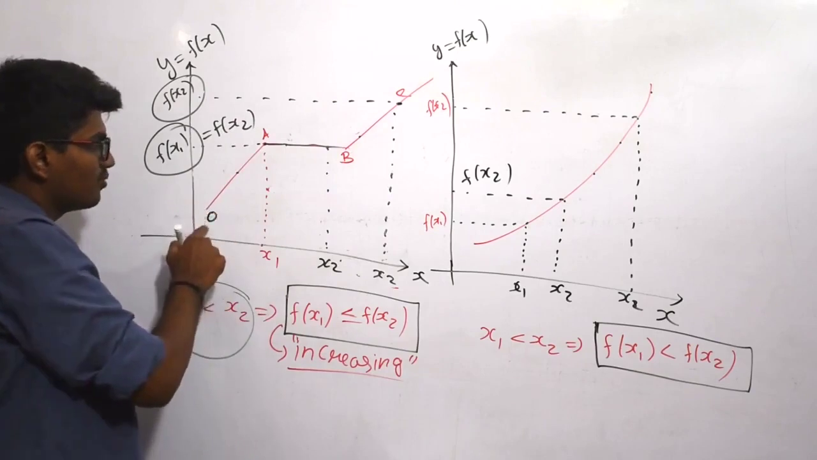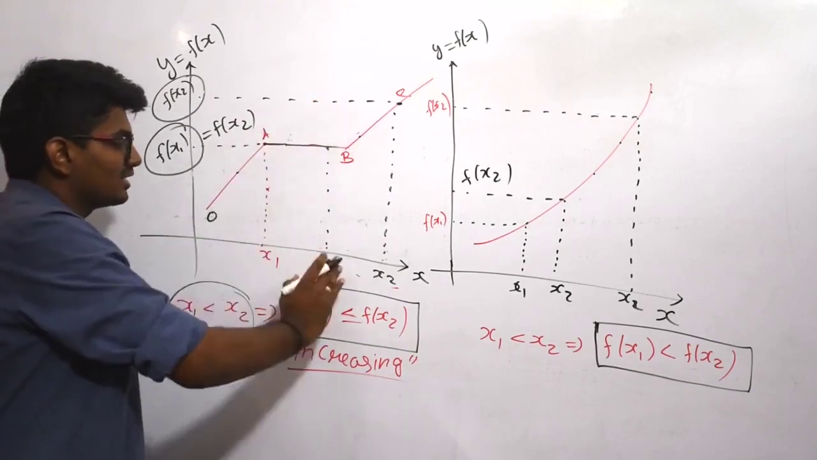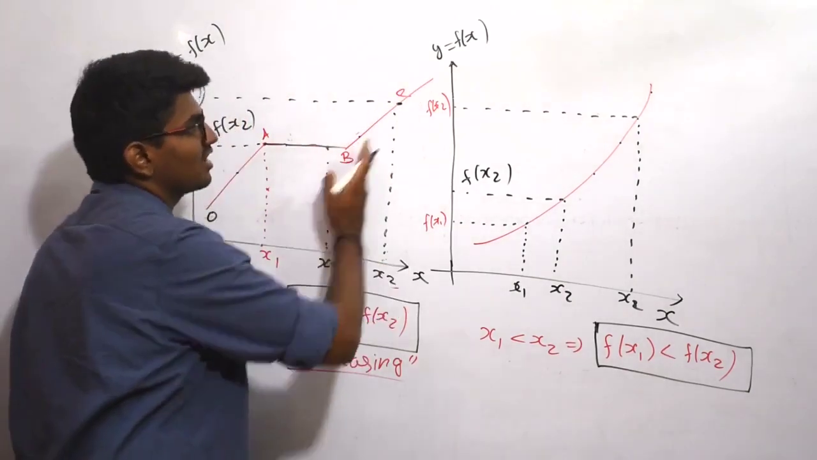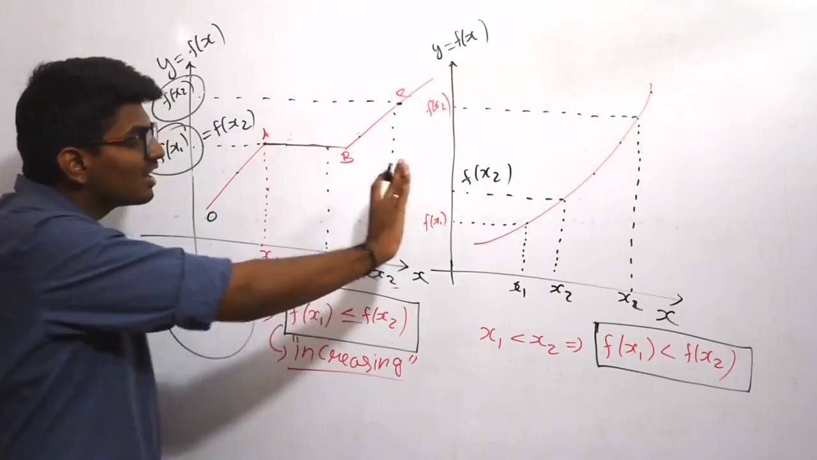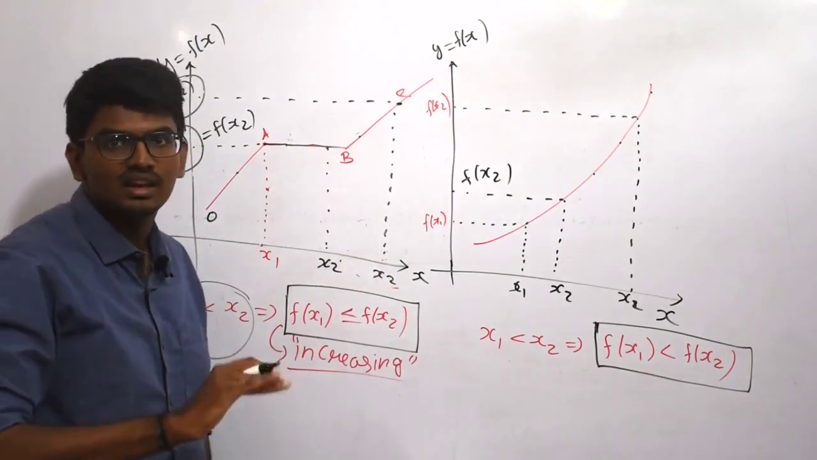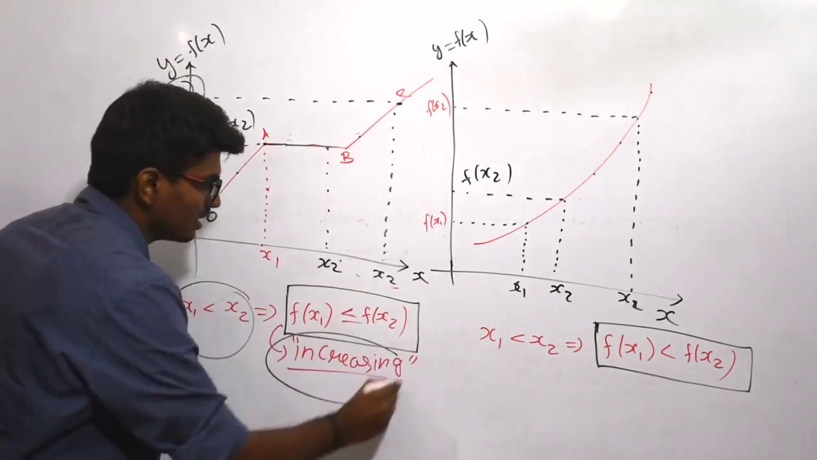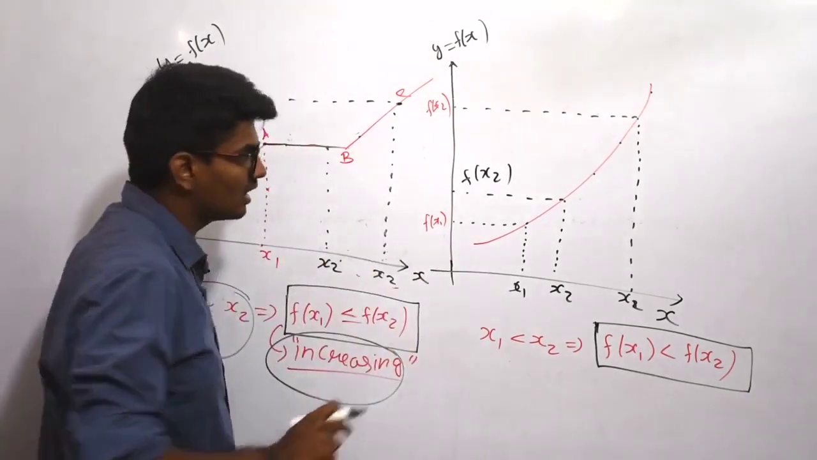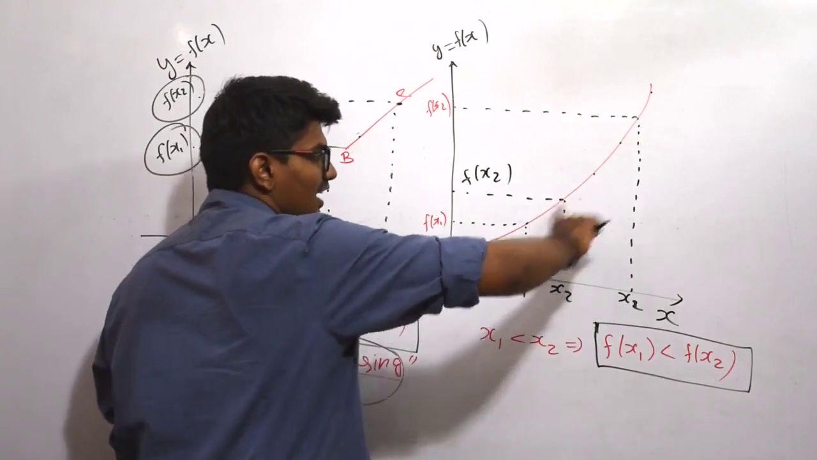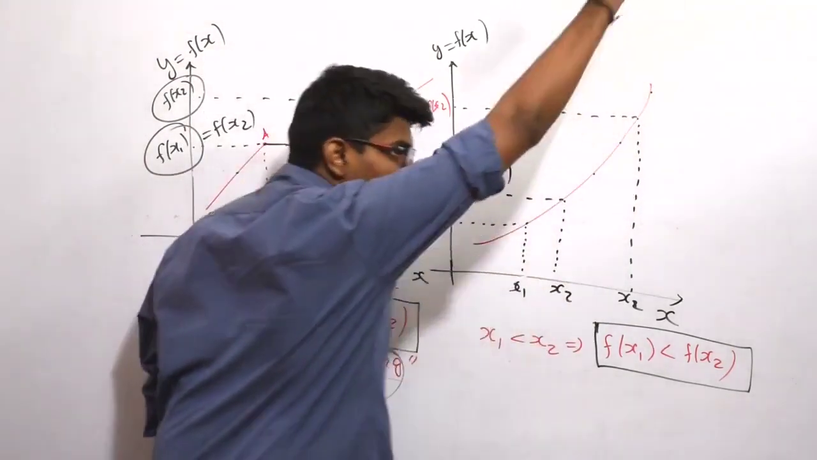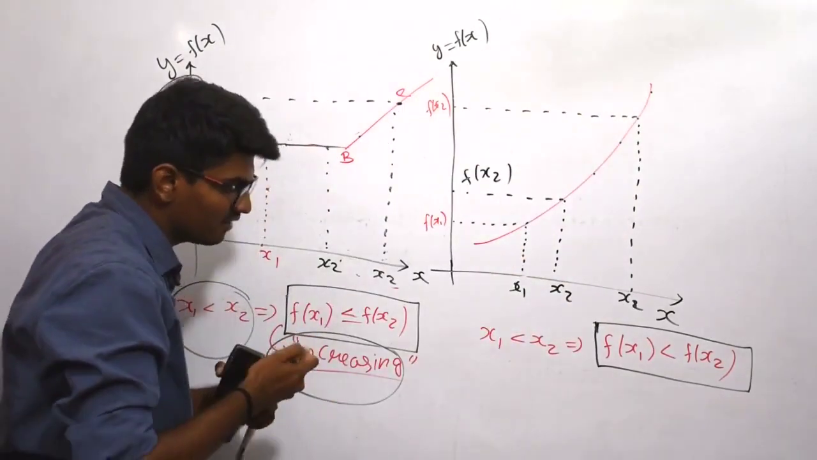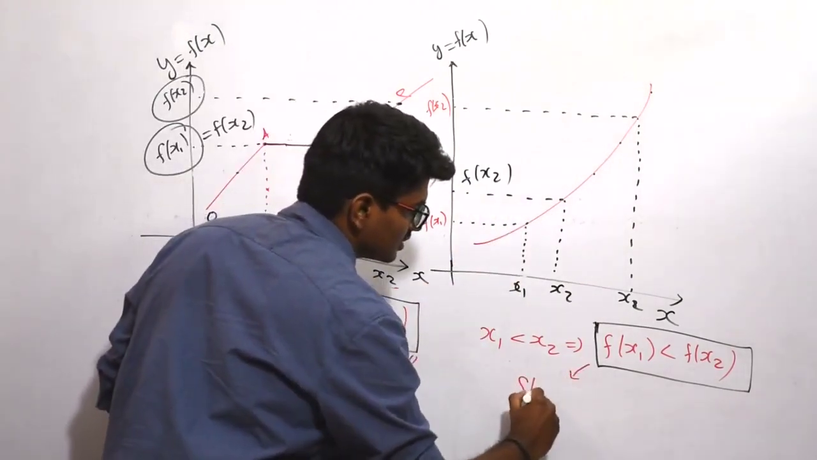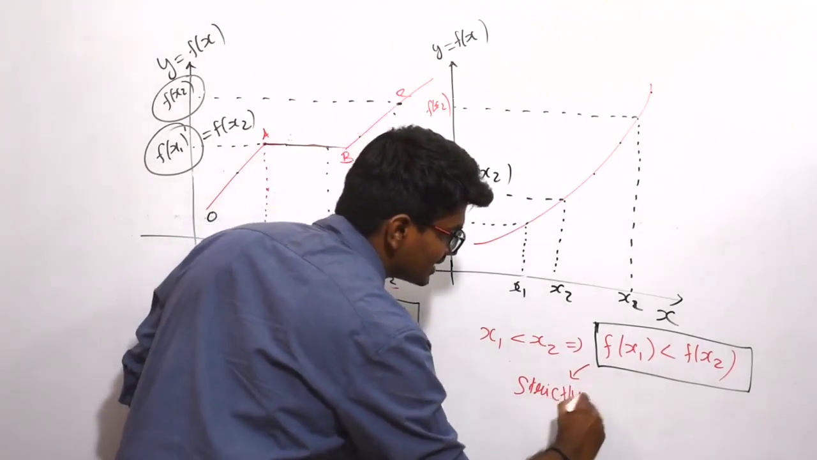From O to A, the function is increasing. As x increases, the function is increasing. From B to C, as x increases, the function is increasing, but from A to B the function is not increasing, it is remaining constant, but still we are calling it increasing. Strictly speaking, this is an increasing function, because as x increases everywhere, f of x keeps on increasing. So that is the reason why we call this type of function a strictly increasing function.